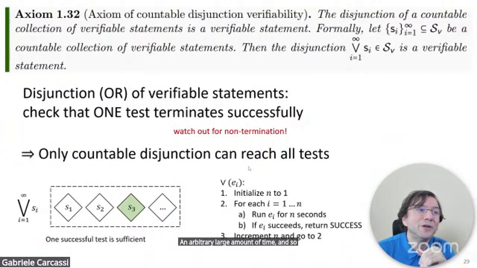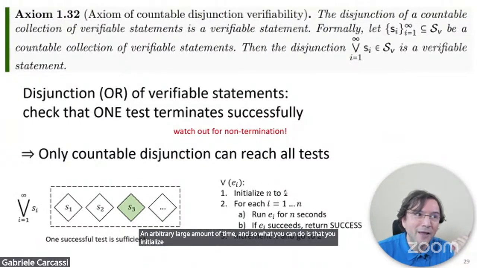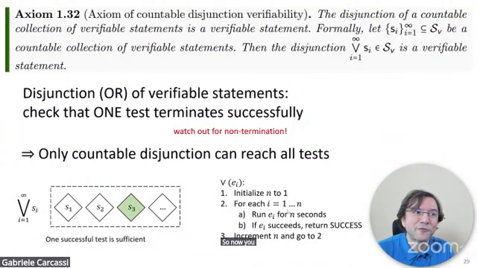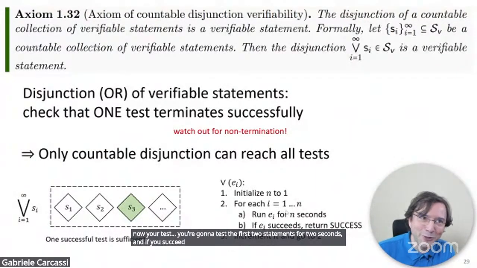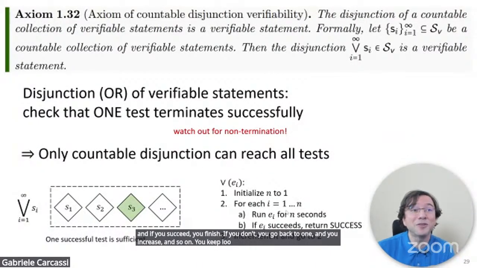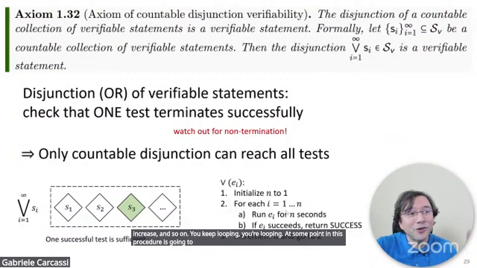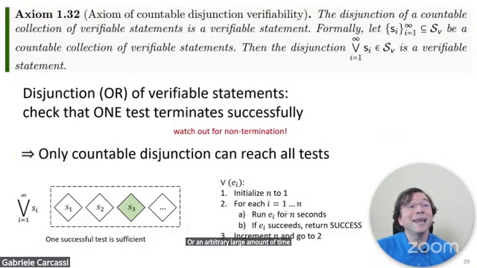And so what you can do is initialize n to 1. So now you run the first test for 1 second, and if you succeed, you quit. Then if you don't succeed, you increase n and you go to 2. So now you test the first 2 statements for 2 seconds, and if you succeed, you finish. If you don't, you go back, increase n, and so on. You keep looping. At some point, this procedure is going to test all your statements for an arbitrarily large amount of time, and of course you're going to find it, right?